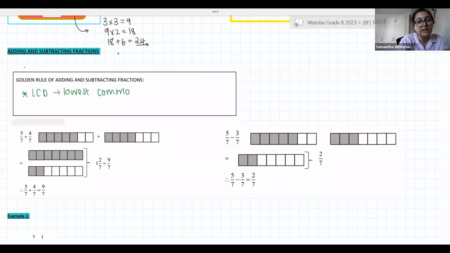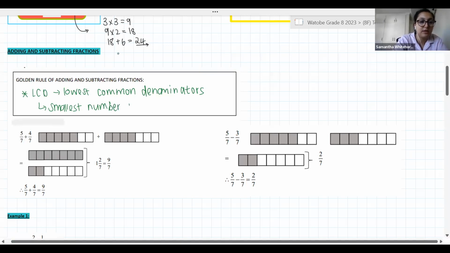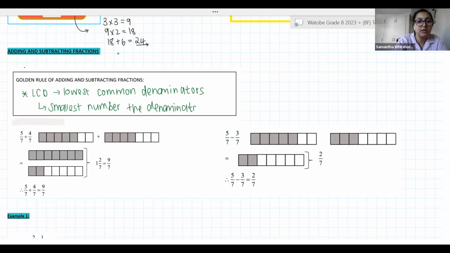And to find your LCD, you need to go back to your multiples. So, denominator. You need to go back and think, what is the smallest number that all of the denominators you're working with can divide into? So this is the smallest number the denominators can divide into. And this is why we often think about our multiples, because multiples are all the numbers our values can divide into.